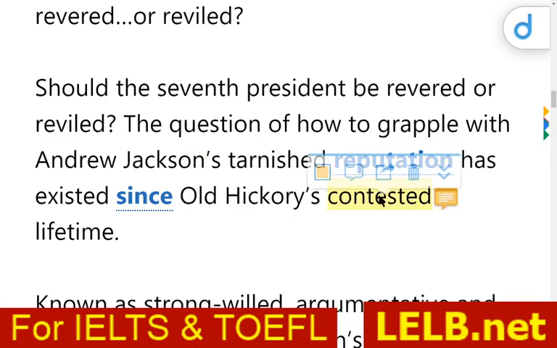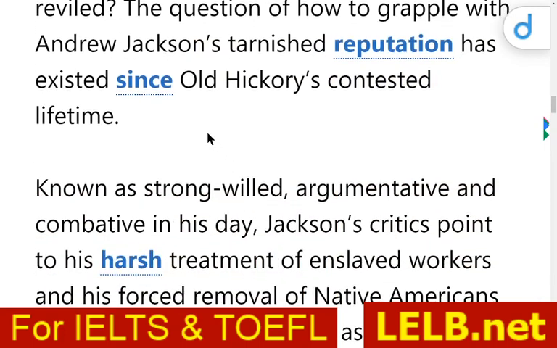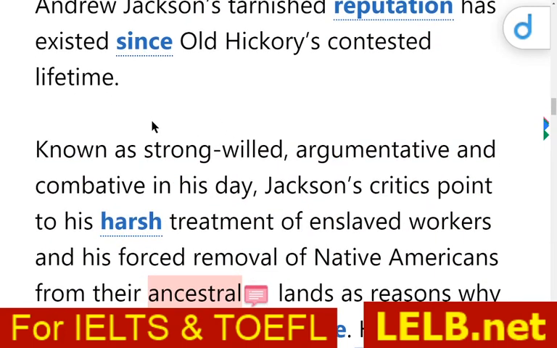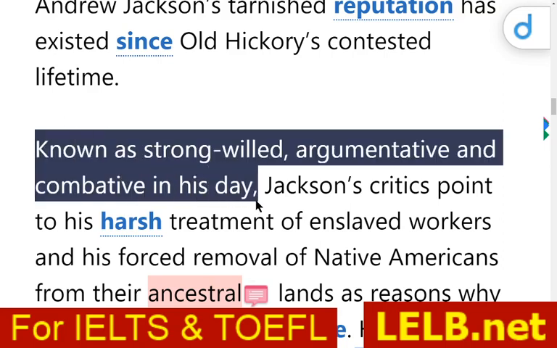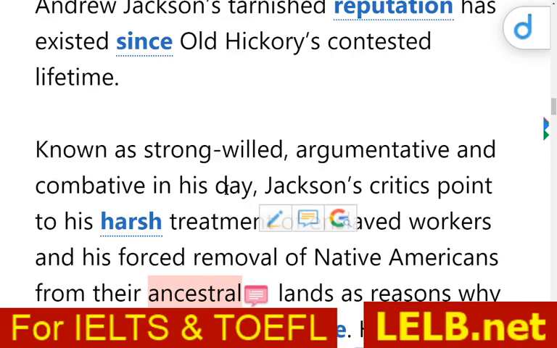Okay, so we can just delete it. Remember, you can focus on the vocabulary items here in order to understand what the text is telling you. You can play it again. Known as strong-willed, argumentative, and combative in his day, Jackson. So the subject of this sentence is Jackson, and this is a very famous grammar structure in English.